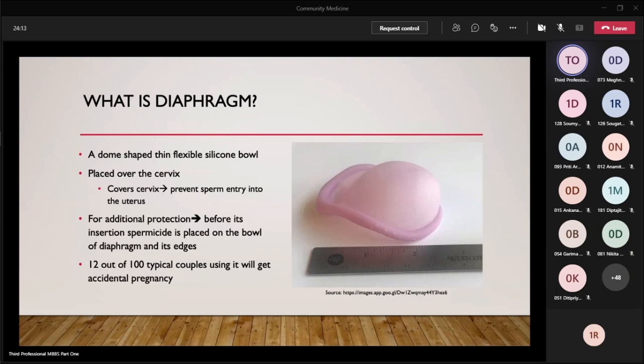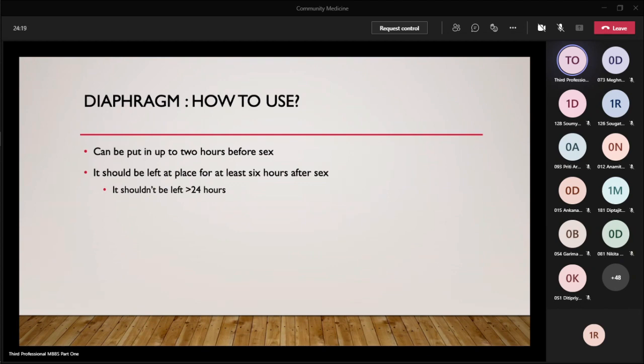12 out of 100 typical couples using it will get accidental pregnancy. Now, how to use it? It can be put in up to 2 hours before the sexual act. So this can be inserted 2 hours before the sexual act commences, and it should be left in place at least 6 hours after the act is over. However, it shouldn't be left for more than 24 hours.